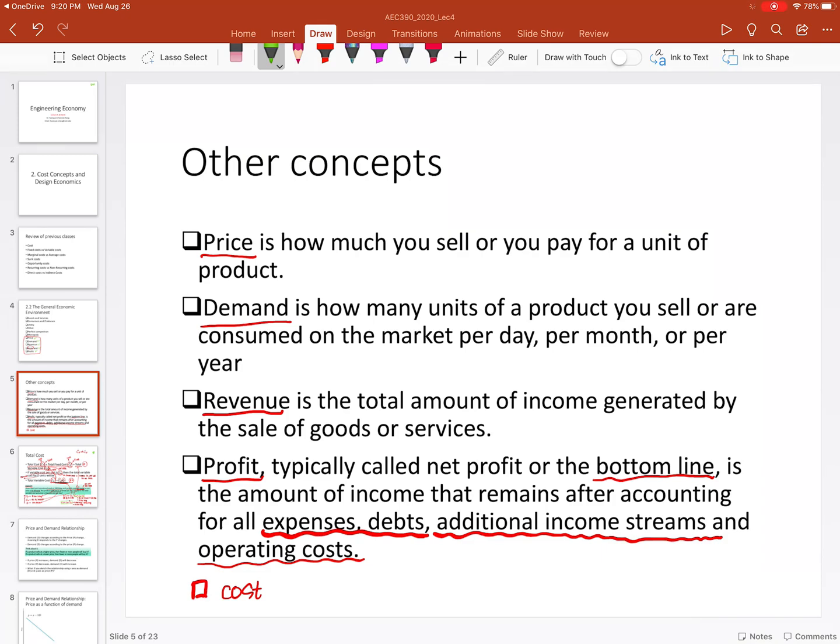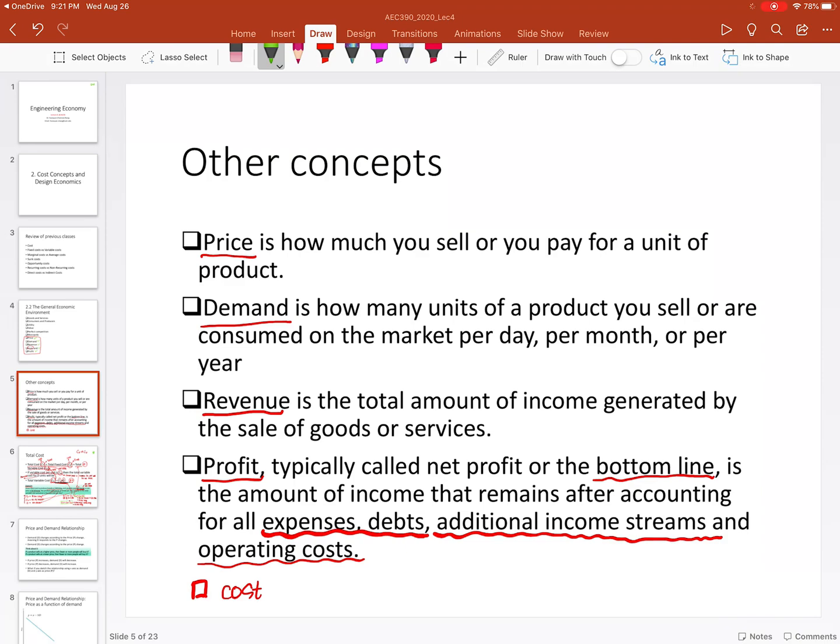Then third, the revenue. Revenue is just the total income generated by selling something. You can sell goods, you can sell services, but revenue is just the total income. It covers everything. Revenue is not the money you actually earn because you need to account for the costs and other expenses. What you really earn in your pocket is called profit. And profit is what you are chasing. You might hear that a company is non-profit, or a company is a profit-chasing company. We have never heard of a non-revenue company, right?